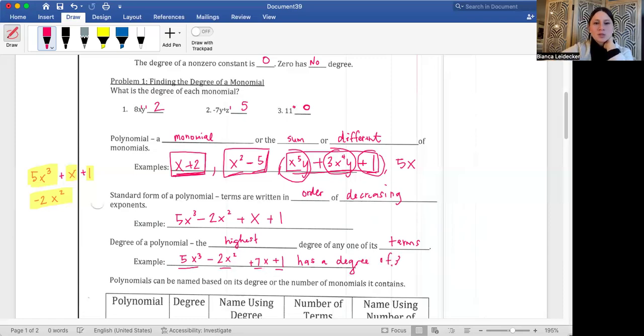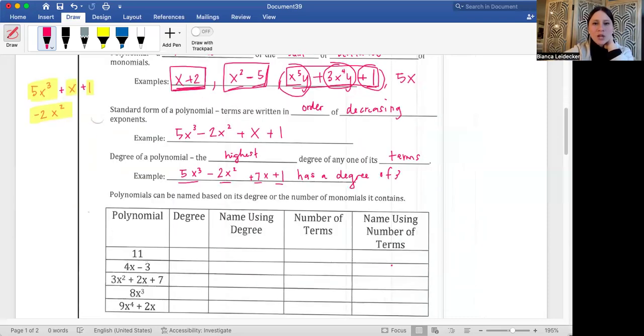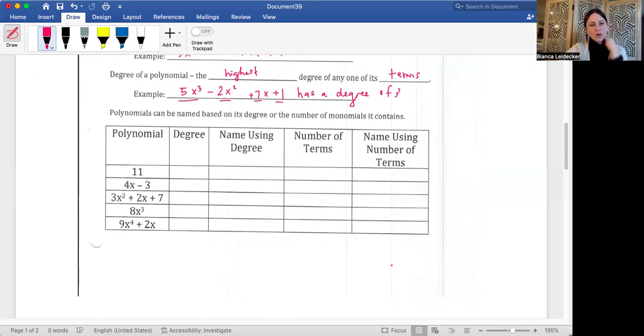Okay, so really in this lesson, we're learning a lot of new math language, just kind of the rules of how we write out our polynomials, how we consider the degrees, what we do there. So let's practice a little bit.